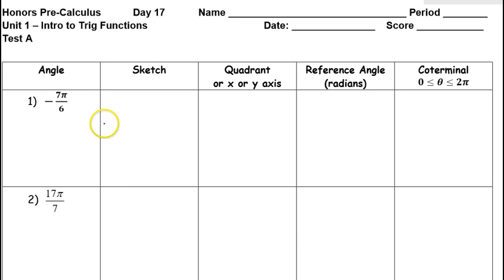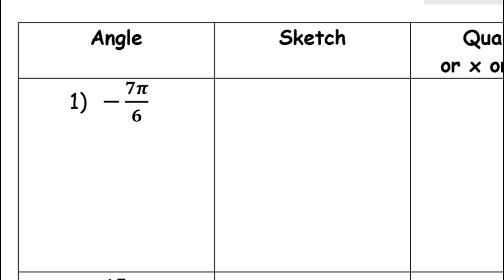In this video, I will show you how to take an angle that is given in radians and make a sketch, identify the quadrant, find the reference angle, and state a coterminal angle that is within 2 pi. So first of all, let's do the sketch.